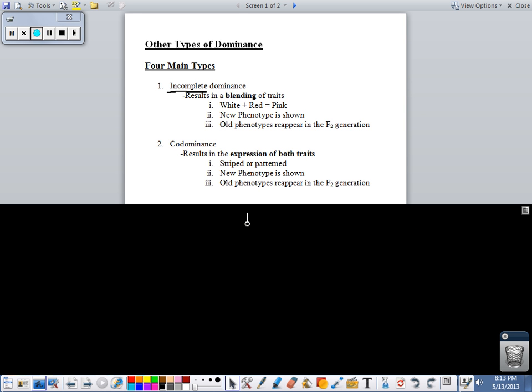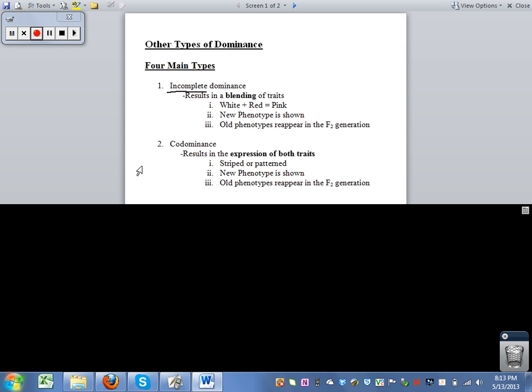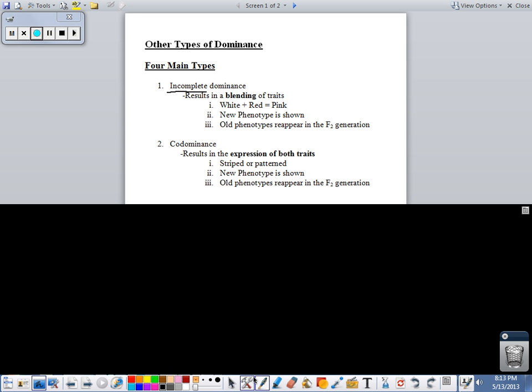Another one is kind of a similar thing. It's codominance, and this is the deal where they're both dominant. So both are expressed in the phenotype. And with that, you have a striped or some kind of pattern. And again, you have a new phenotype. So you might have a red, let's say R, and a white, W. What you get is a red and a white flower. It can be patterned a certain way, partly half is red, half is white, or it's red and white stripes, whatever. But it's a new phenotype.